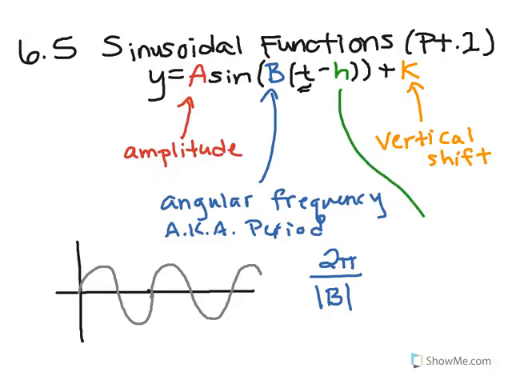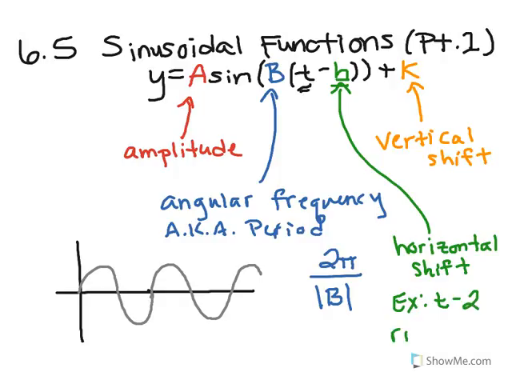Now, h is also a shift. It's not vertical this time. It is the horizontal shift. And if you remember from quadratic functions, if this h is inside the parentheses, then it has the opposite sign of the sign in front of it. For example, if that said t minus 2, that means that my graph has been shifted to the right by 2 units. So right 2 units. And if it was t plus 2, that means I go to the left.